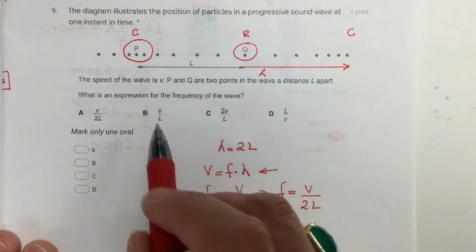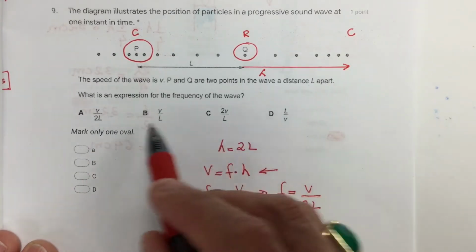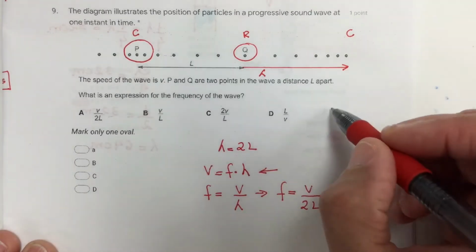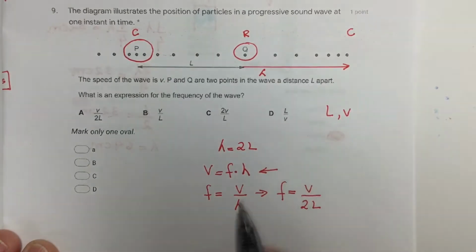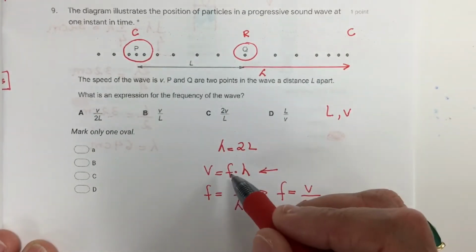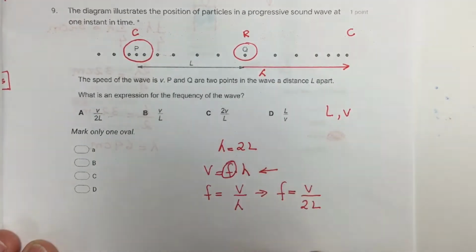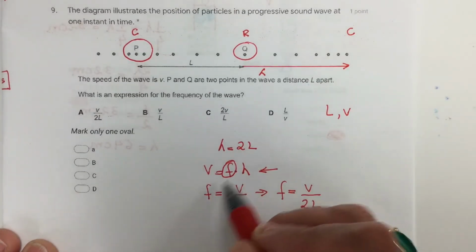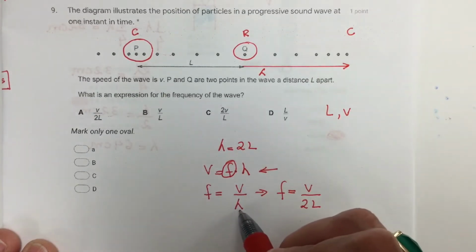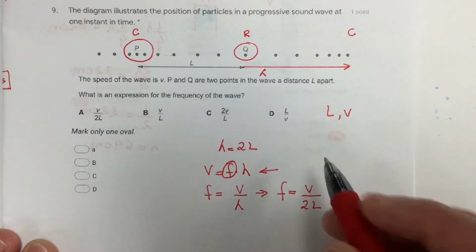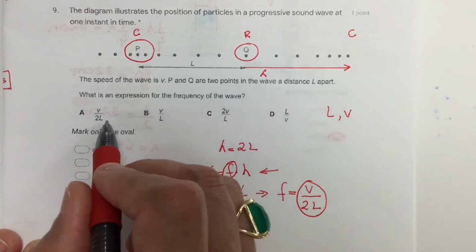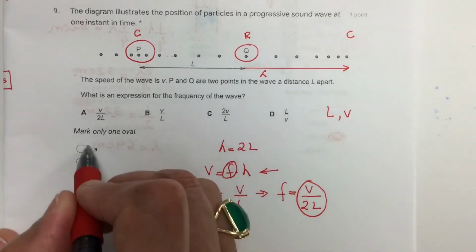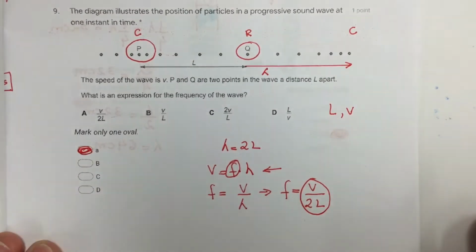The options here all show L or v, not frequency. So let's solve in terms of the frequency. There you go. So now f is v divided by lambda, and lambda is 2L. So this expression right here corresponds to A. So that is the final answer.